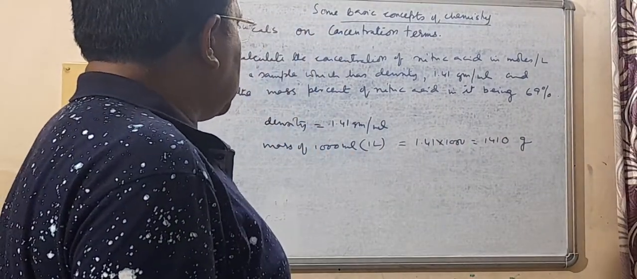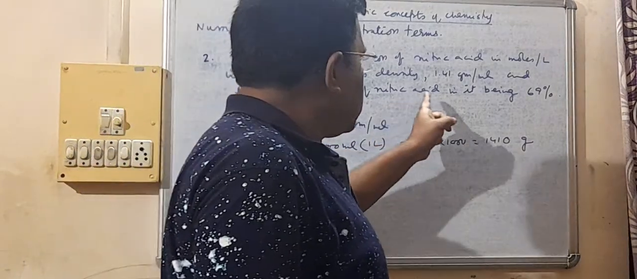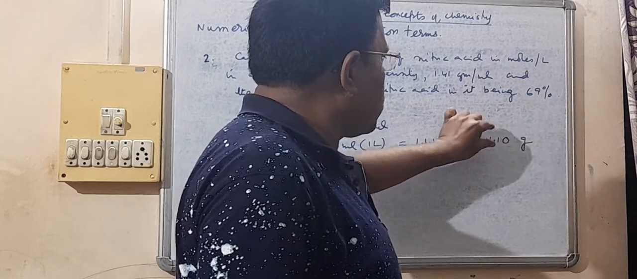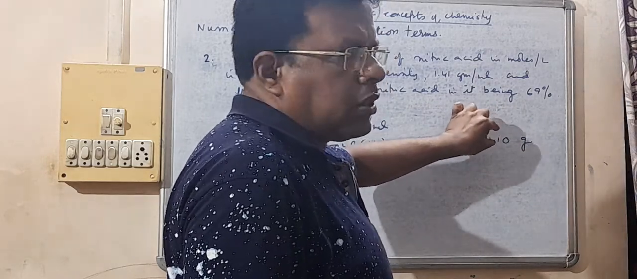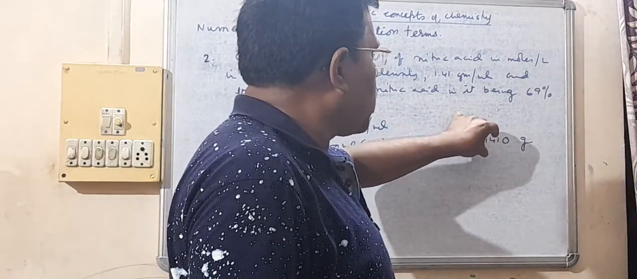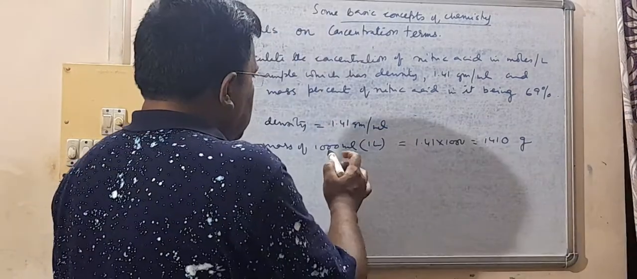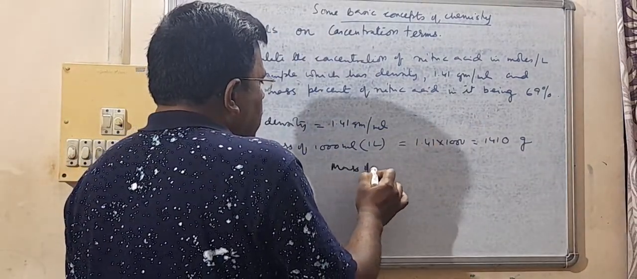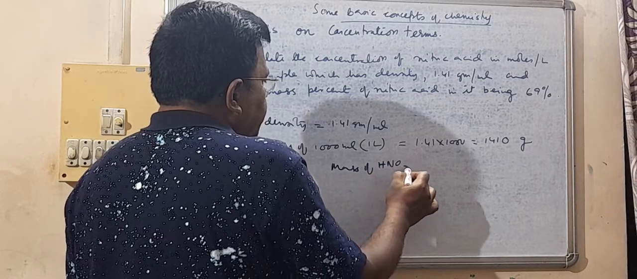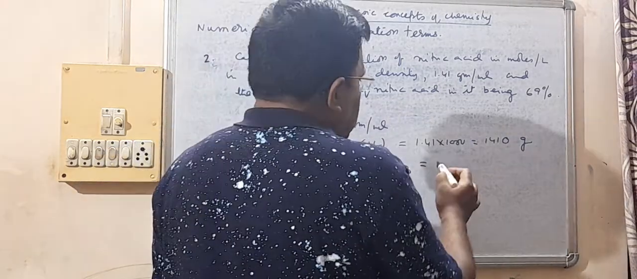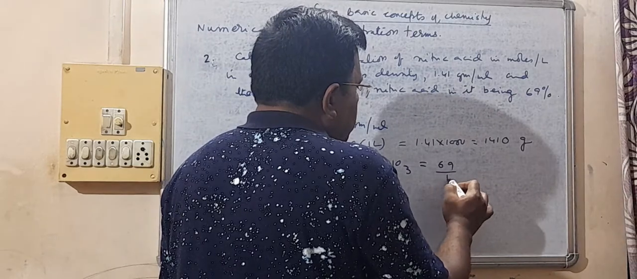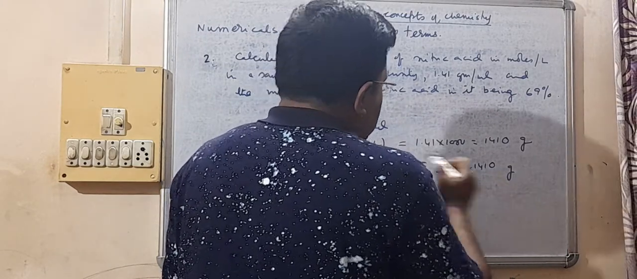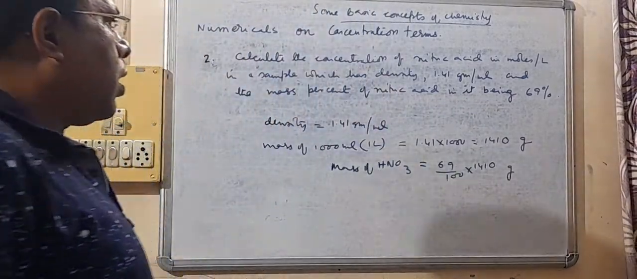Now you see nitric acid, it is saying 69%. So 69% of this will be nitric acid, rest will be water. So here we can find out mass of nitric acid. It will be 69 by 100 into 1410. So this is the mass of nitric acid we are getting.